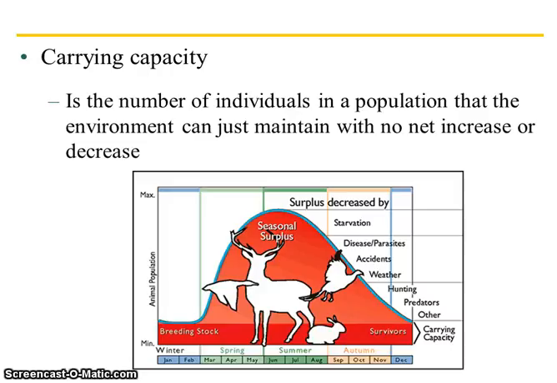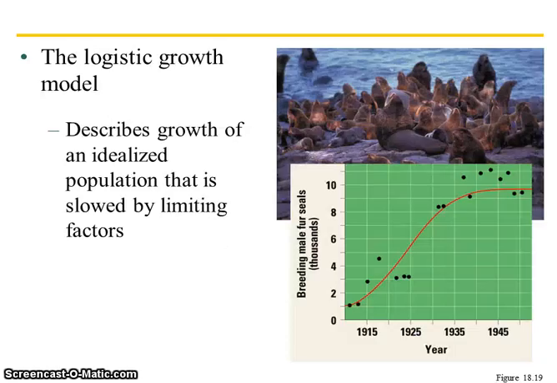So what is carrying capacity? That's the number of individuals that that population can maintain with no net increase or decrease. So if we look back at the logistic growth model, we see that it starts to flatten out. That line right there is the carrying capacity. You know, the population can fluctuate above and below, but it remains relatively stable.